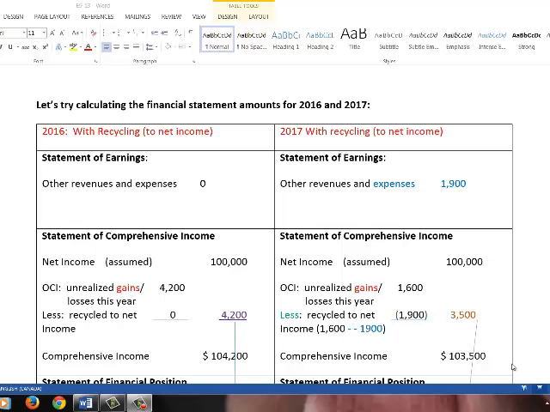Now, first of all, we didn't sell any investments until 2017. So if we just went down the 2016 column, that's why we would see that in the other revenue and expense area of the statement of earnings or income statement, there's nothing in there as a result of this investment because we didn't sell anything in 2016. You remember it was until February 2017 that there was a sale.